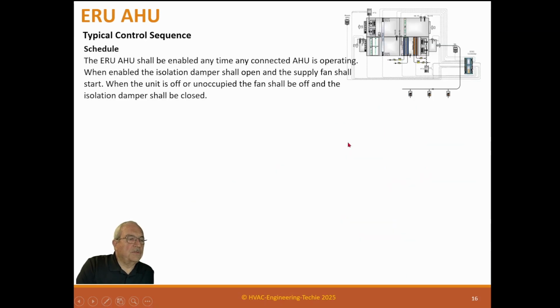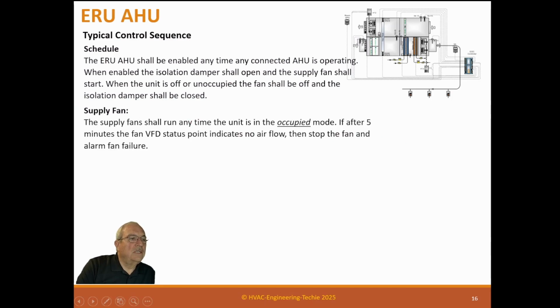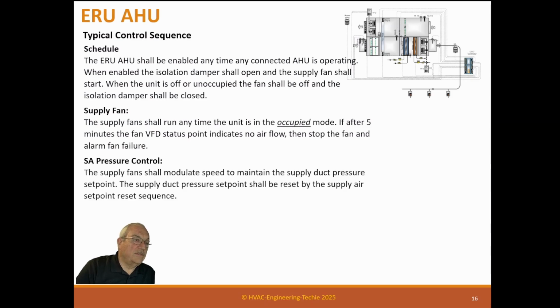So here's the sequences. The ERU air handling unit shall be enabled anytime any connected air handling unit is operating. When enabled, the isolation damper shall open and the supply fan shall start. When the unit is off or unoccupied, the fan shall be off and the isolation damper shall be closed. The supply fan shall run any time the unit is in occupied mode. If after 5 minutes the fan VFD status point indicates no airflow, then stop the fan and alarm fan failure.